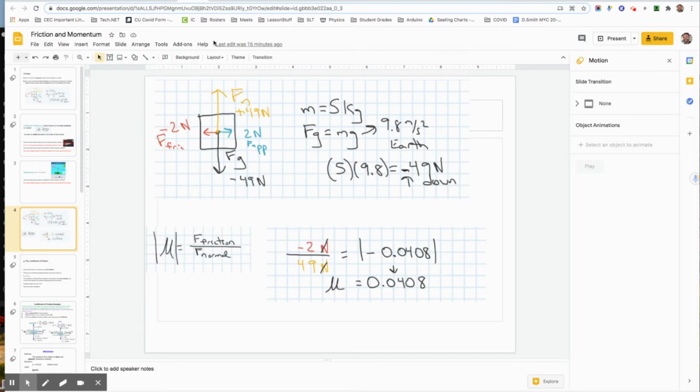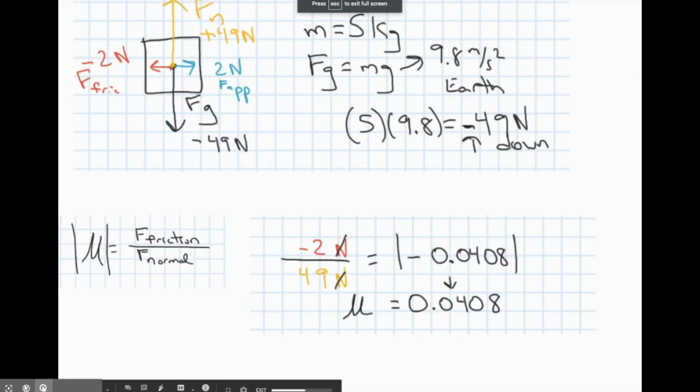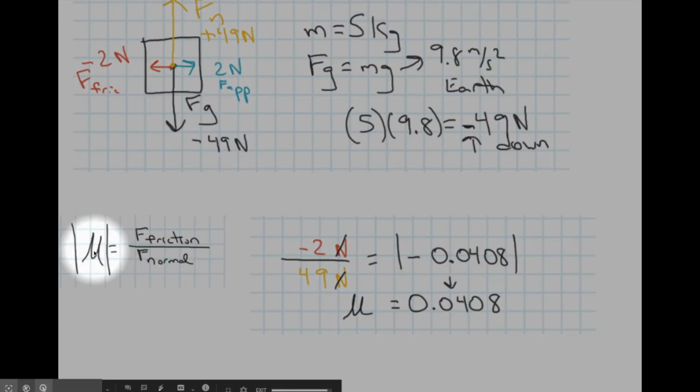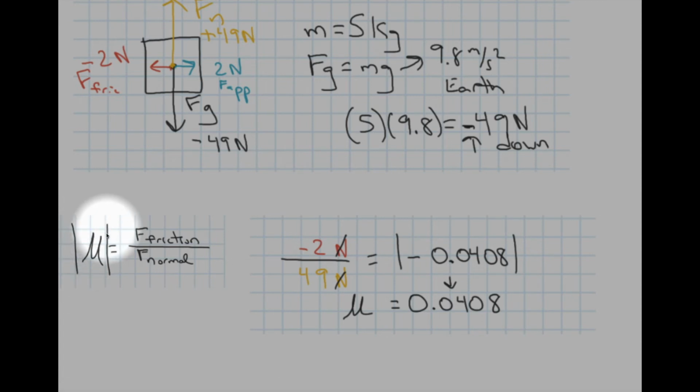Here we go. So this is the equation for mu. Mu is the absolute value, and I made it the absolute value because it doesn't matter if it's negative. We're always going to take the absolute value of it. The frictional force divided by the normal force. Now, the reason the normal force is on bottom: if you don't have a normal force, you divide by 0, and you can't divide by 0. So if you don't have a normal force, you have nothing down there, 0, and you can't divide by 0.